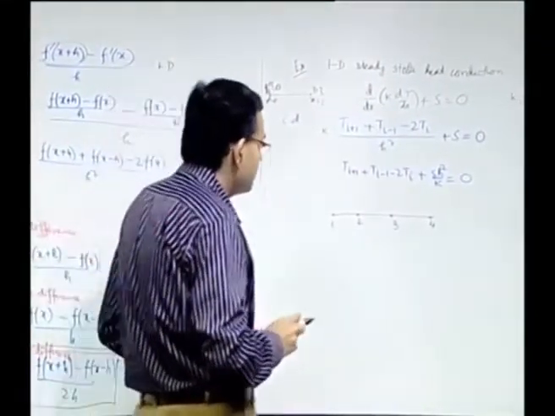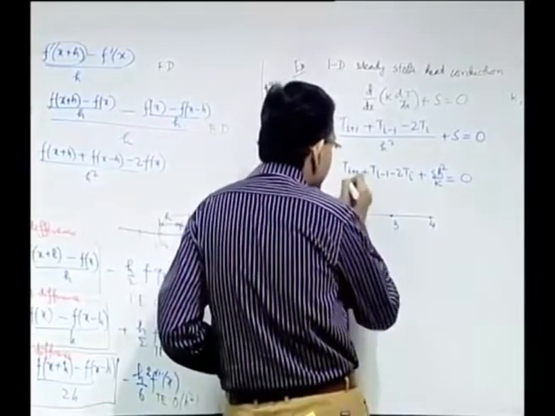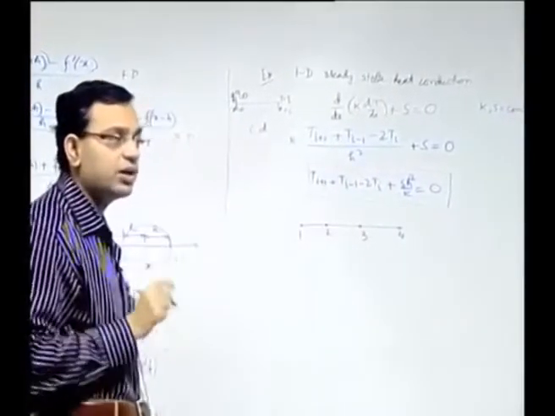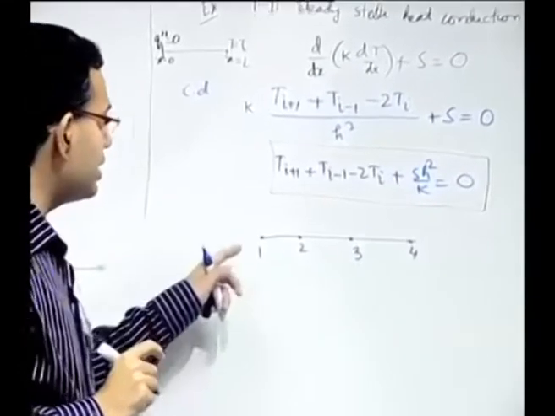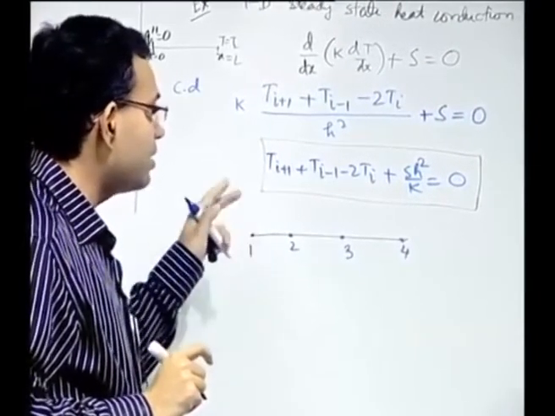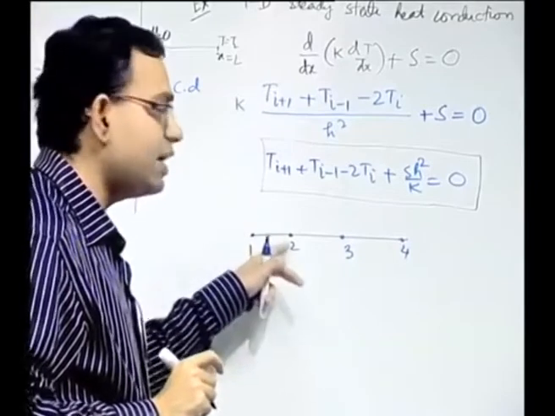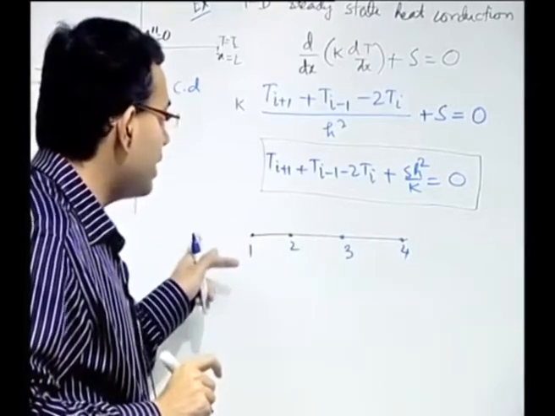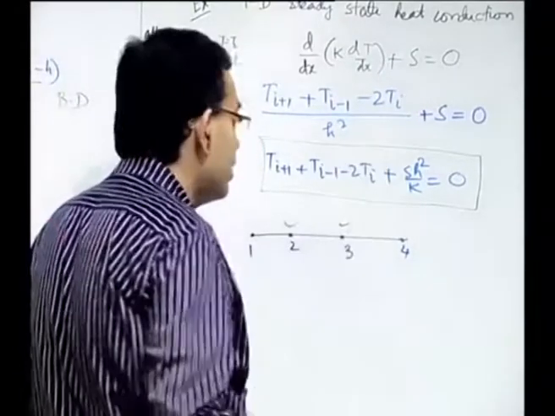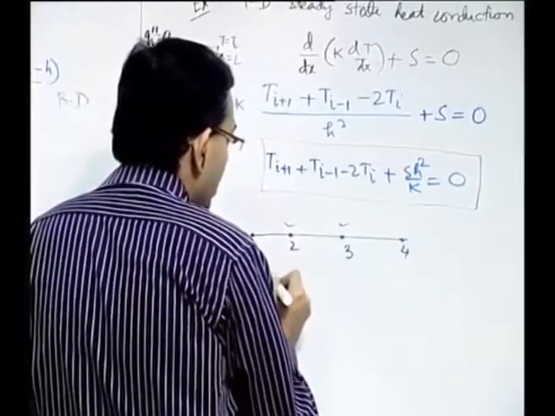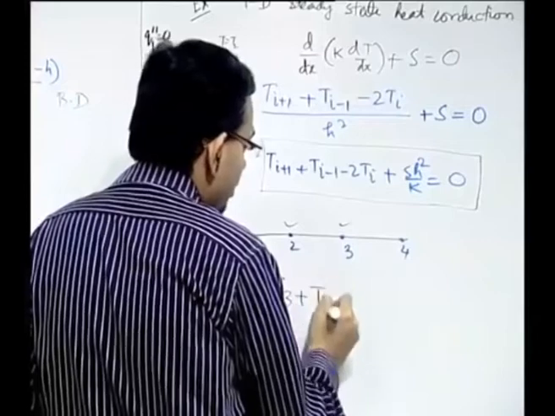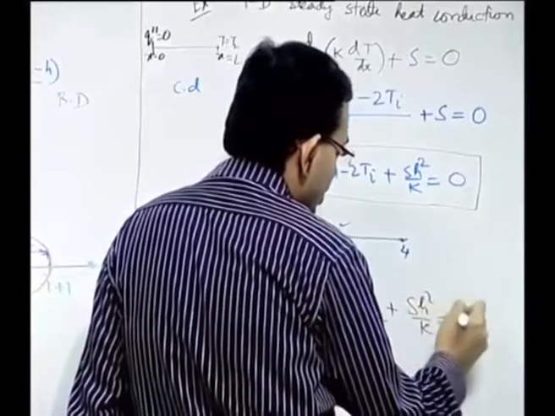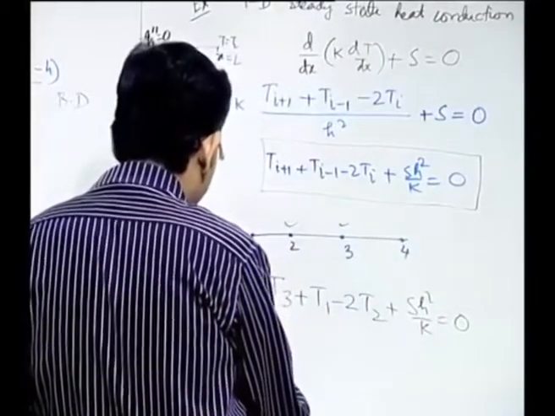So, you can write this. Remember that this equation is valid for the internal grid points, not the boundary, because when you consider the boundary, say 1, you require 3 grid points at a time, one to the right, another to the left, and there is nothing at the left of the boundary. So, it is not valid at the boundary, it is valid only at points 2 and 3. For point 2 you have T3 plus T1 minus 2 T2 plus S h square by k equal to 0. This is for the grid point 2.